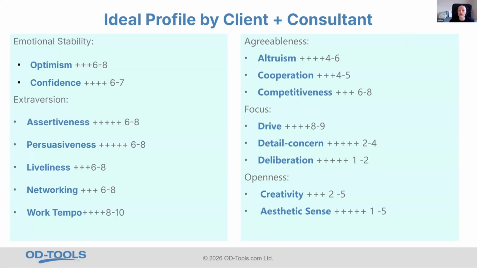And this was the profile that was prepared by the client, subject matter experts, and Ildiko together. So emotional stability, extroversion, all extroversion traits should be high in this. And then agreeableness more in the middle score, but competitiveness also higher. And in focus, we see drive high, and detail concern and deliberation low. And in openness, we have creativity and aesthetic sense low.